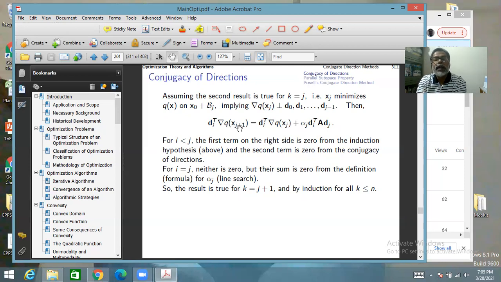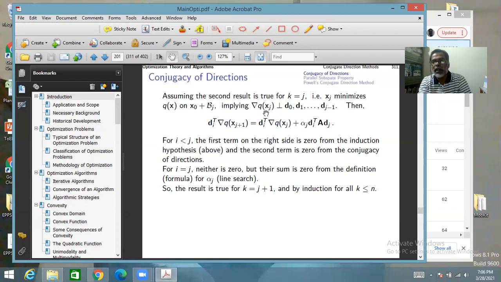For i equal to j, that is for the most recent direction, which has just been covered, through which you reach this point, neither this is 0 nor that is 0. But the definition of alpha j is minus this divided by this. So the sum is 0. So as a result, you can say that for all i from 0 up to j, this is 0. And that means that the claim holds true for k equal to j plus 1 also.